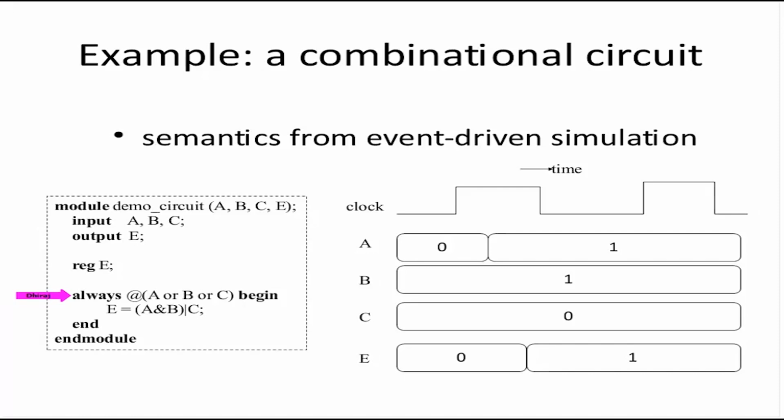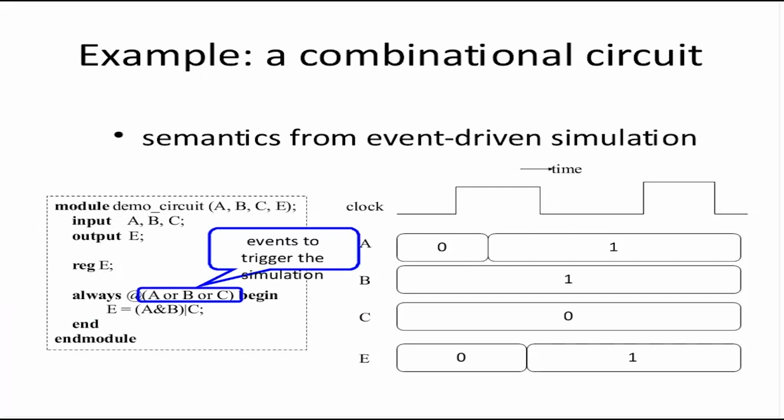You could see in simulation also what happens. Whenever A or B or C, one of these changes, E gets A and B or C. So we see A is changing, B is constant 1, C is constant 0. Now, this structure, the one contained in the parentheses after the @, is called the event list. So these signals, whenever there is an event on these signals, this always block is triggered.